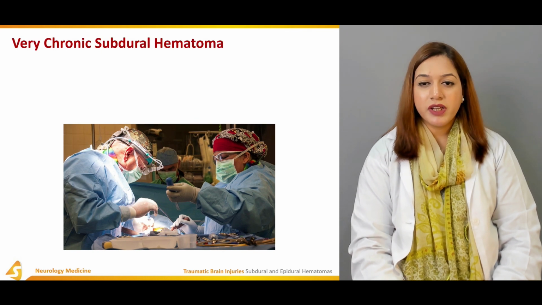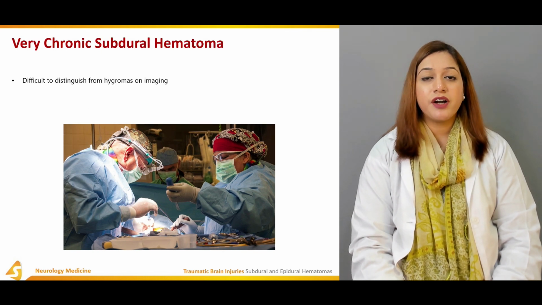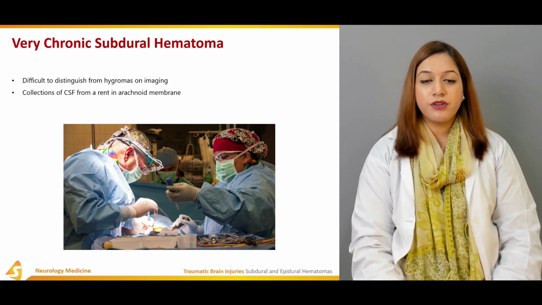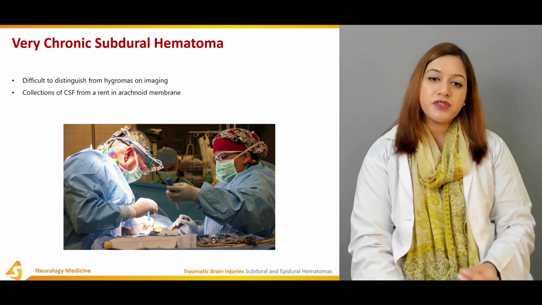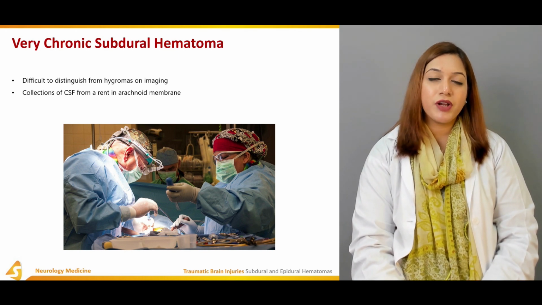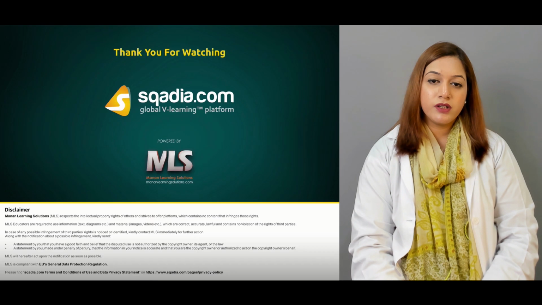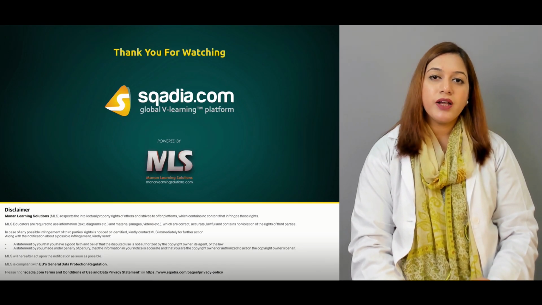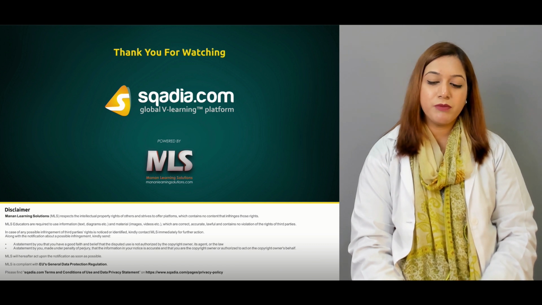Now, what are very chronic subdural hematomas? They are difficult to distinguish from hygromas on imaging because these are basically collections of CSF from a rent in the arachnoid membrane. So this was all about acute subdural hematoma, epidural, and chronic subdural hematoma.